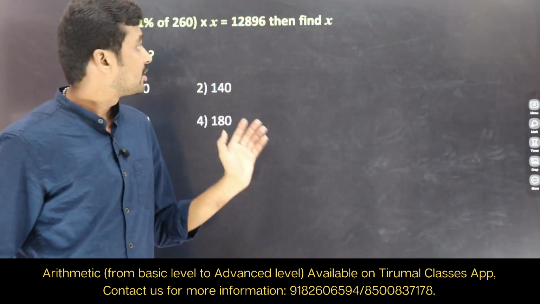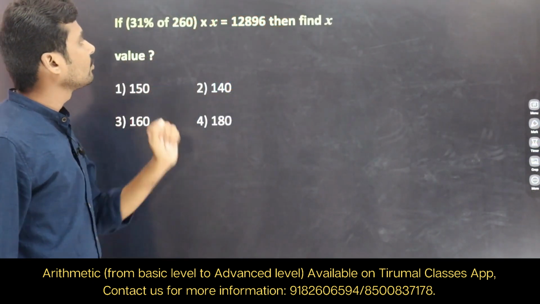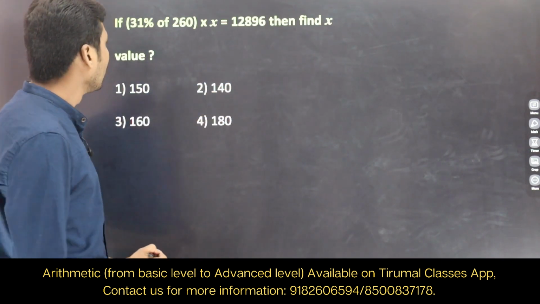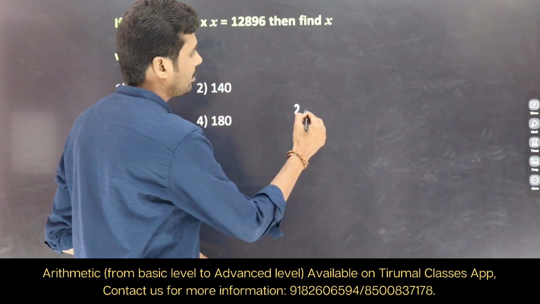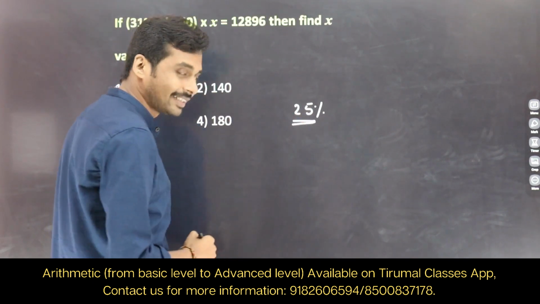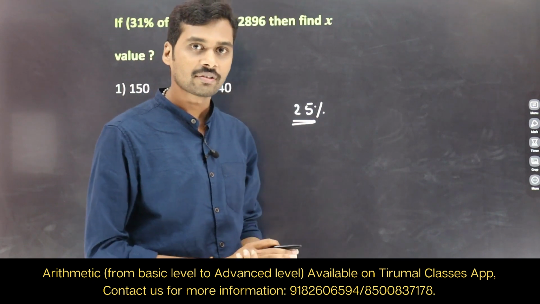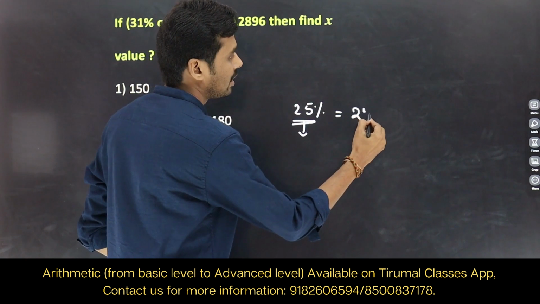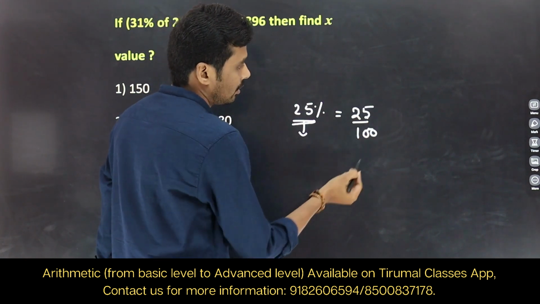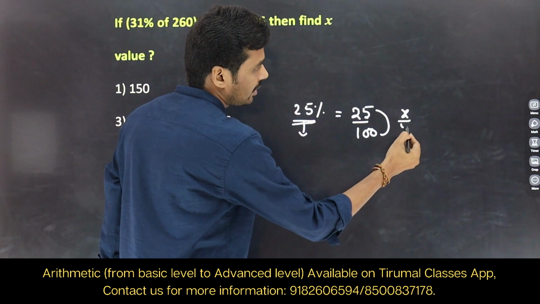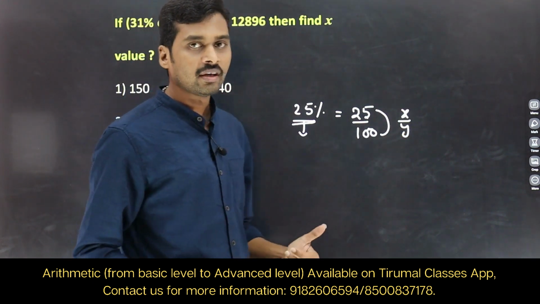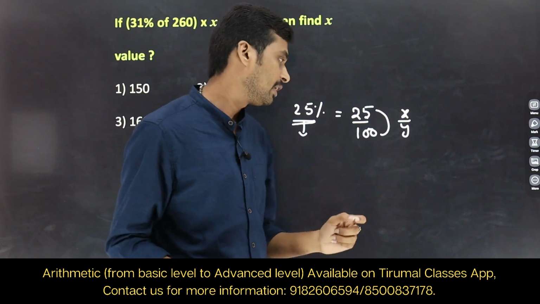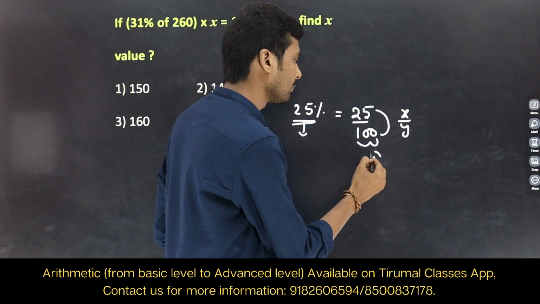Now we see this problem. If 31% of 260 into x is equal to 128096, then find the x value. I already mentioned that whenever we do problems on percentages, there is no change in the ds value. Why? Now I'll explain that. 25% means we can write it as 25 by 100, so this is in the form of x by y. As I mentioned already, whenever we take division values, the ds of the denominator part must be equal to 1.